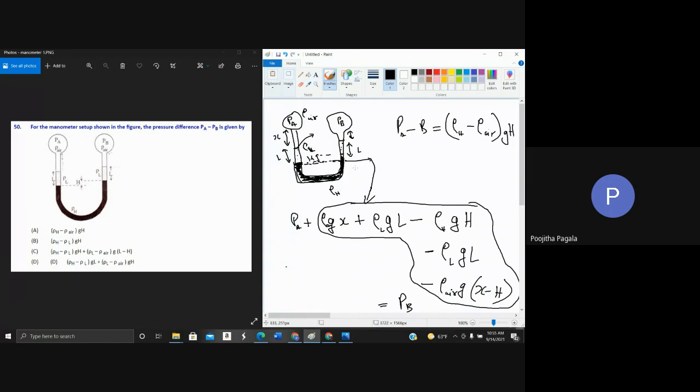So did you understand this problem? Yes, Anna. Okay. So two things are to be remembered. When you are going down, you need to add pressure. When you are going up, you need to subtract the pressure. And in the same fluid, at the same depth, the pressure will remain the same. These are the 3 points you need to remember while solving problems on hydrostatics.